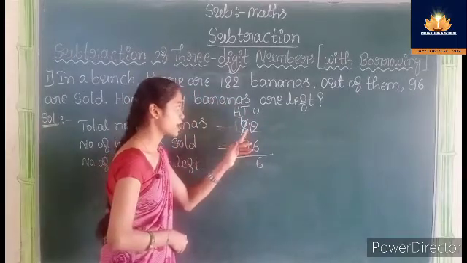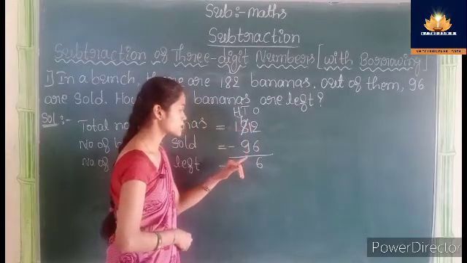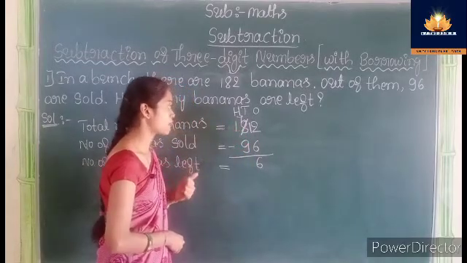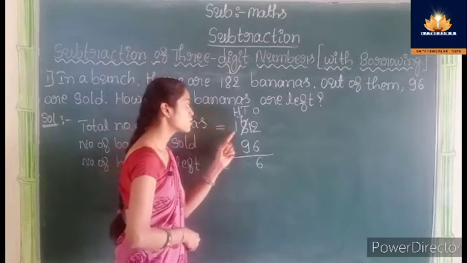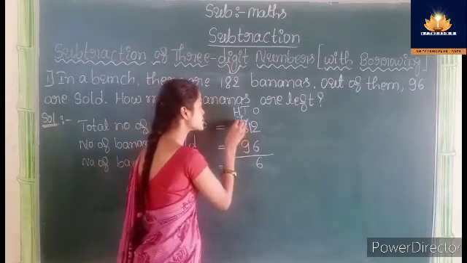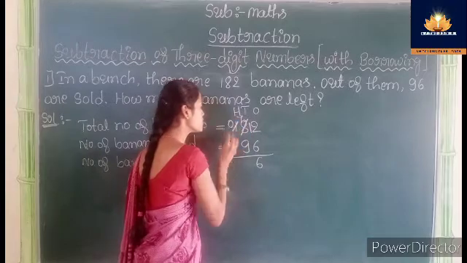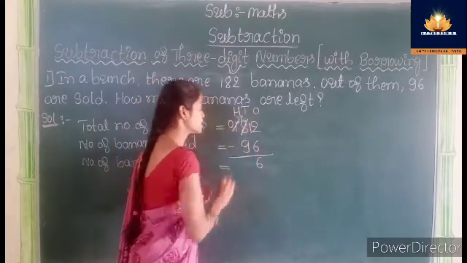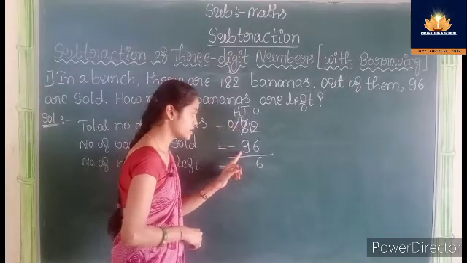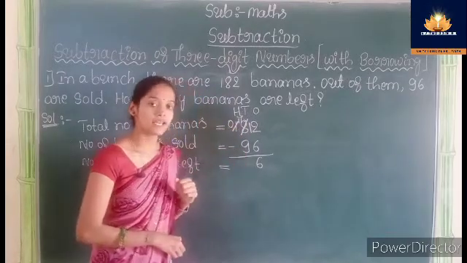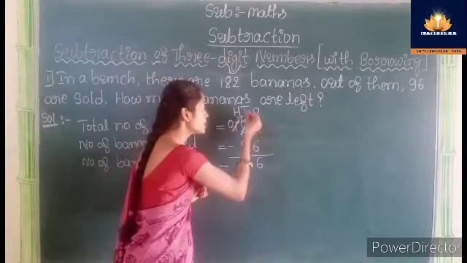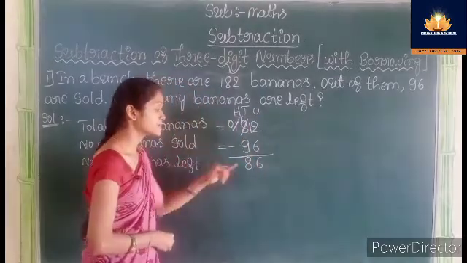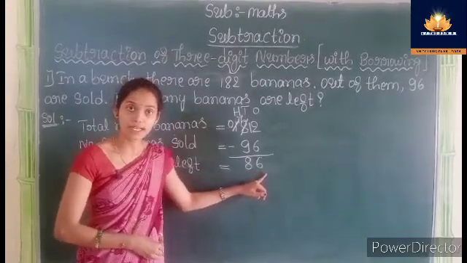In tens place we have 7. We cannot subtract 9 tens from the 7 tens. That's why we have to borrow 100 from this 100. In this hundreds place, now we have 0 hundreds. This 7 tens becomes 17 tens. 17 minus 9, that is 8, and that 8 should be written in tens place. So there are 86 bananas left in that bunch.